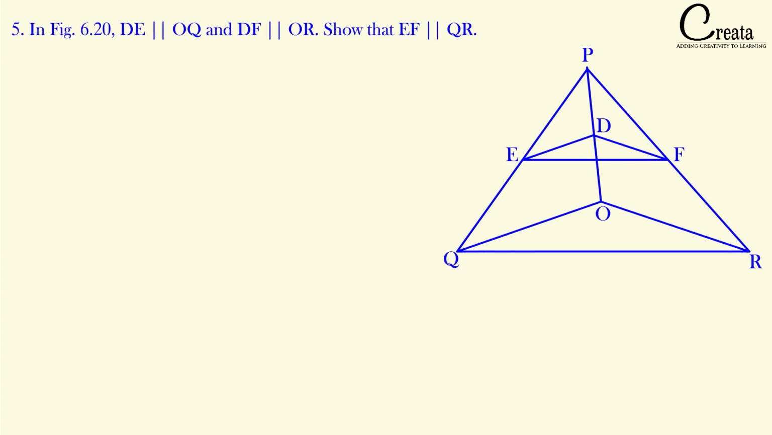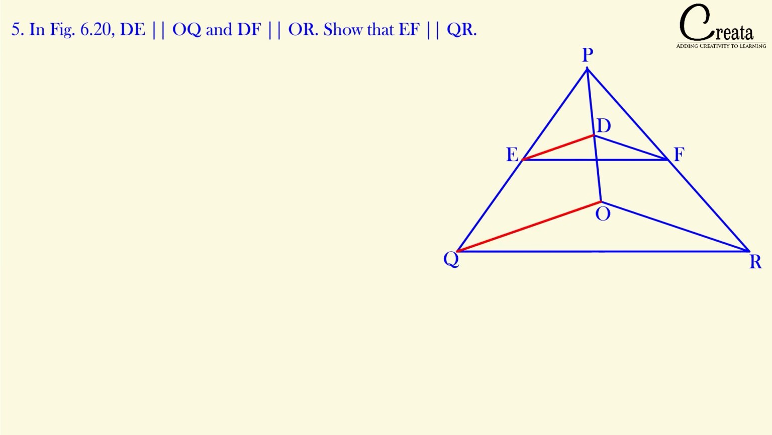Let's move to question number 5. In figure 6.20, DE is parallel to QO and DF is parallel to OR. Show that EF and QR are parallel to each other. So let's observe the given figure. Here ED and QO are given as parallel, and DF and OR are also given as parallel to each other.